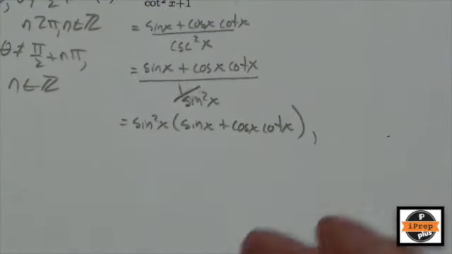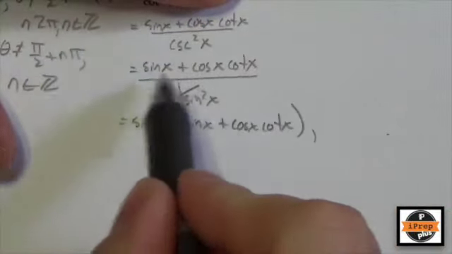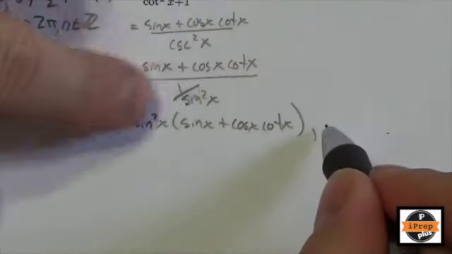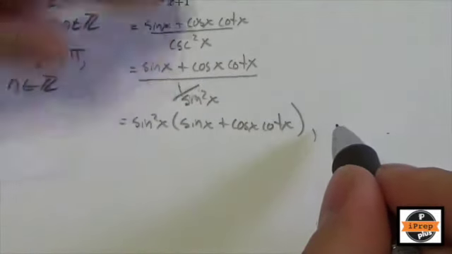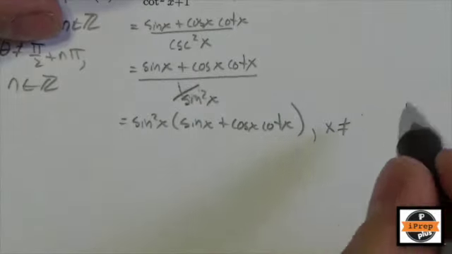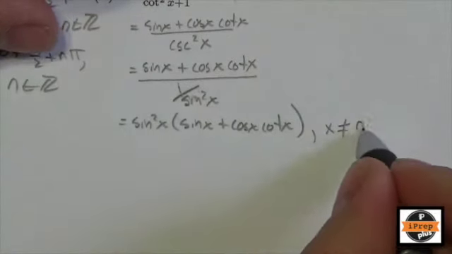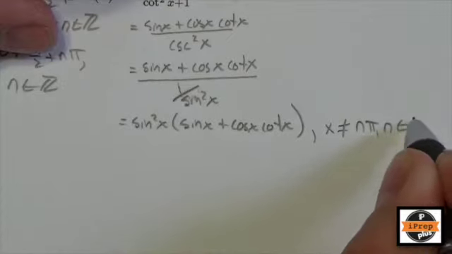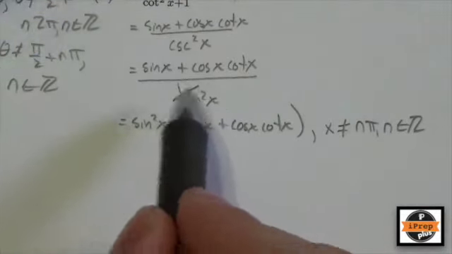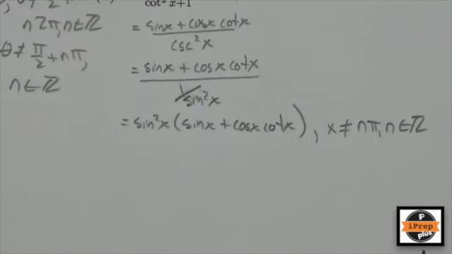So what I have to do here is identify what I've lost. There is a non-permissible value here that no longer exists. Sine can't go to 0, which means, if we do this in radians, x cannot equal multiples of pi. Or else sine goes to 0, sine squared goes to 0, cosecant goes to 0, and so on.